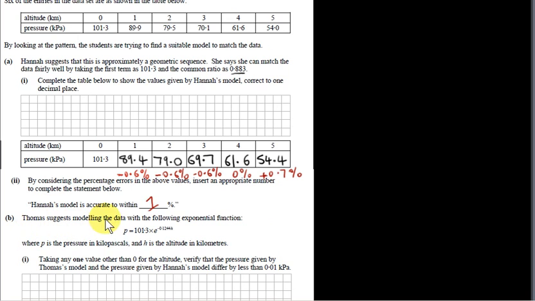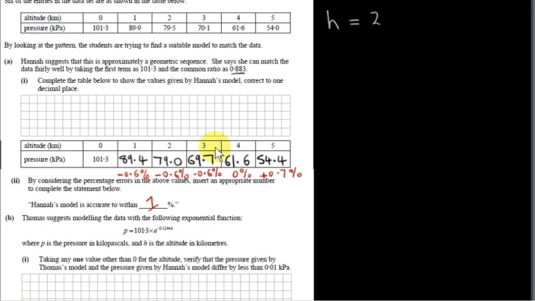Thomas suggests modeling the data with the following exponential function: P equals 101.3 times e to the power of minus 0.1244h, where P is the pressure in kilopascals and h is the altitude in kilometers. Taking any one value other than 0 for the altitude, verify that the pressure given by Thomas's model and the pressure given by Hannah's model differ by less than 0.01 kilopascals.